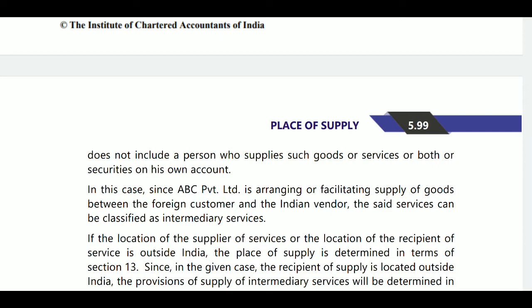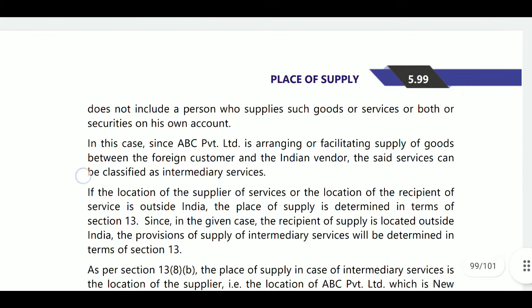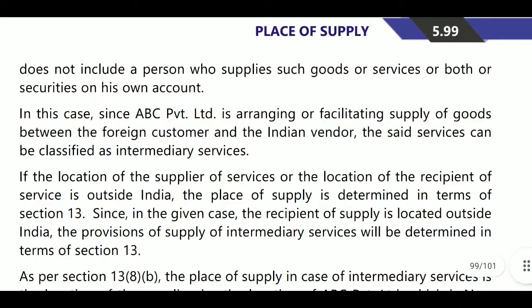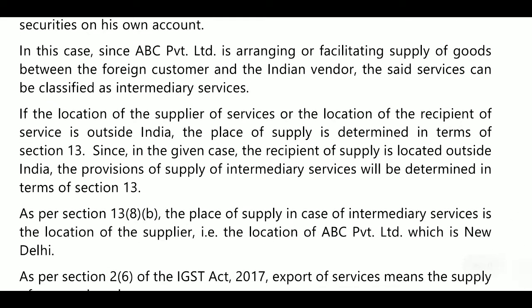Here there is no own account. If they are conducting on own account, he is not an intermediary. So our company ABC Limited is not providing on own account. In this case, since ABC Limited is arranging or facilitating supply of goods between the foreign customers and the Indian vendors, he is the middle person arranging and facilitating supply of goods between foreign customer and Indian vendor, and the said services can be classified as intermediary services. If ABC Limited is providing on their own, it will not come under the head of intermediary services. It will be treated as import.